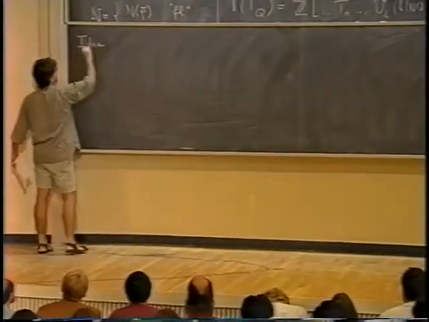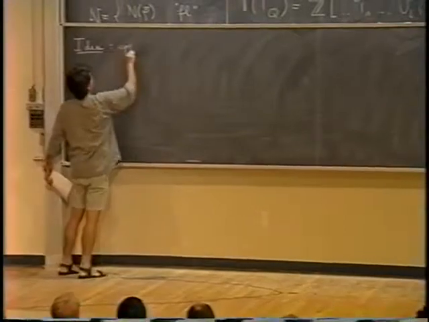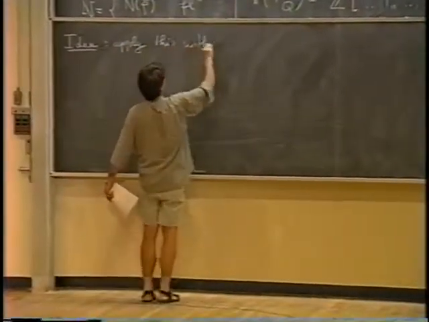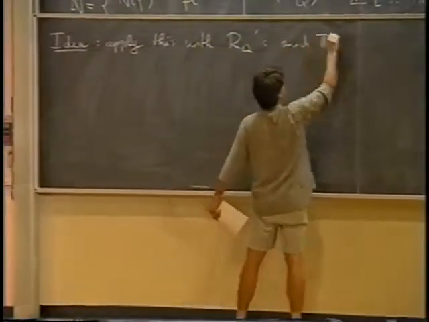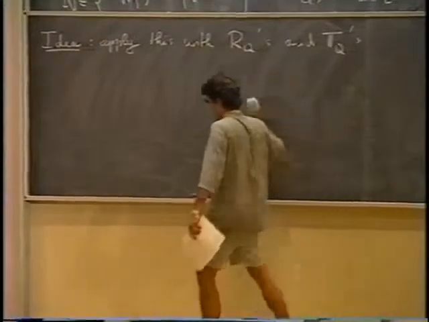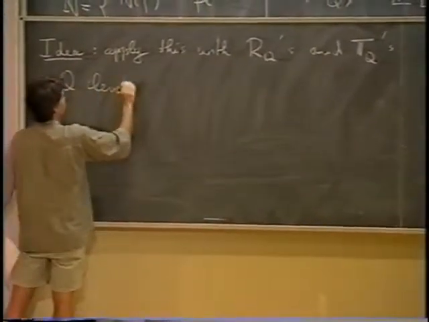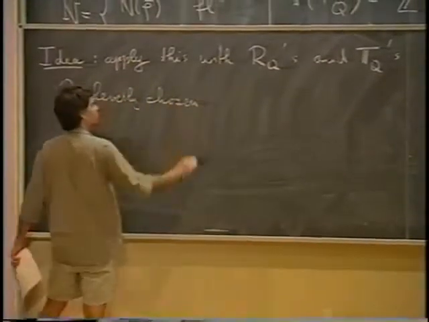So the idea, which is really ingenious, is to apply this with the RQs and TQs constructed above, where Q is cleverly chosen. So I have to tell you a few things about Q.